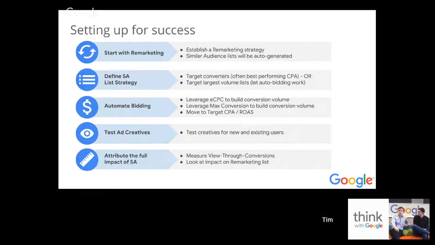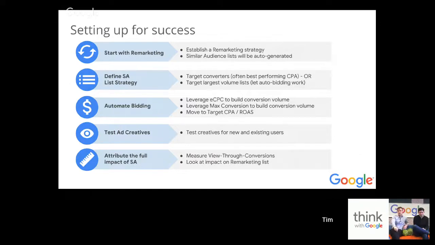So obviously to do this, we have to start with remarketing, or we at least have to have remarketing lists in the account. So as soon as you create your all visitors remarketing list, a similar audience will automatically be created off the back of that, which you can then use on your search campaigns as a similar to all users. Again, just define the list strategy.